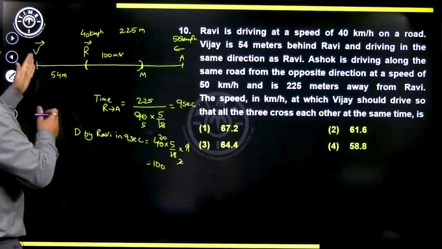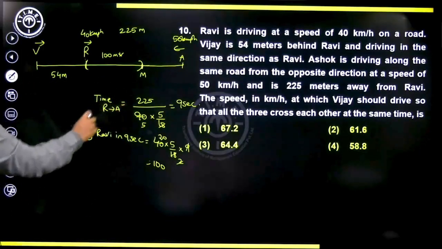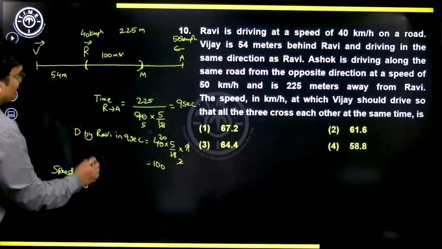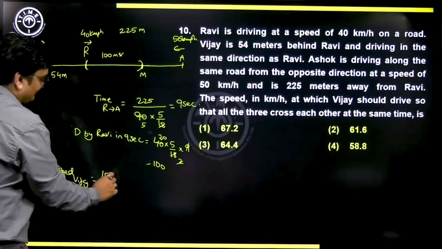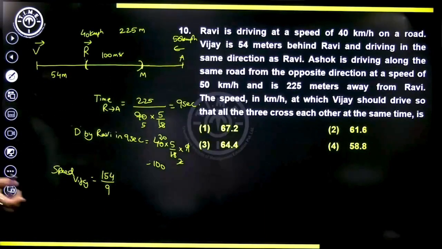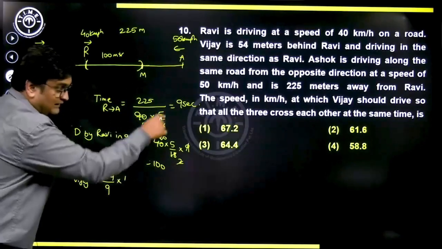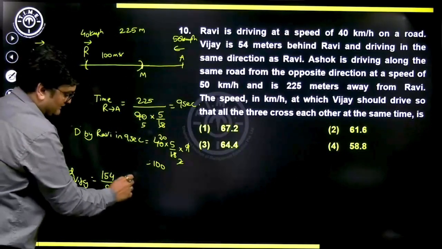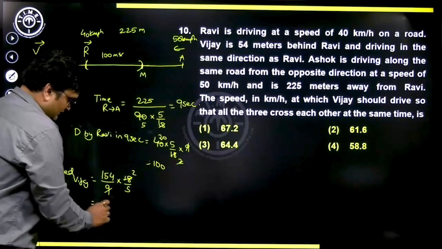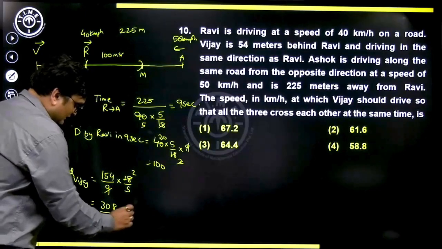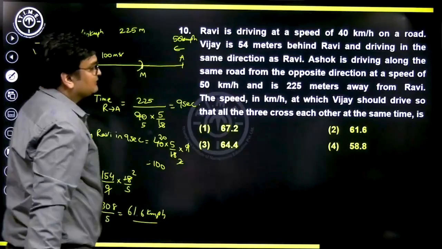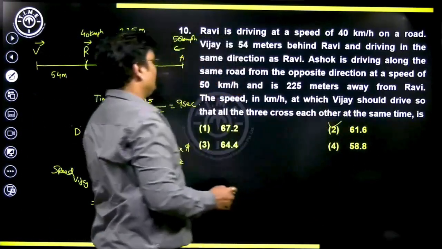So now that means Vijay will have to travel 154 meters in 9 seconds. So thus, can I say the speed of Vijay, that's what is the question, should be, he should travel 154 meters in 9 seconds. So 154 by 9 meters per second. But since we want our answer in kilometers per hour, the option choices, all of them are in kilometers per hour, let's multiply by 18 by 5. So 9 will go 2 times. So it's 308 by 5, which happens to be 61.6 kmph. So option choice 2 will be the correct answer.